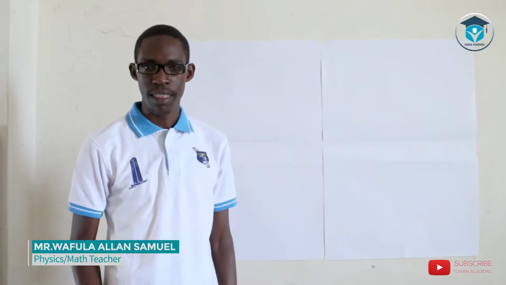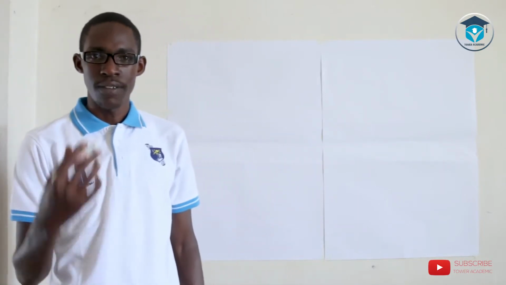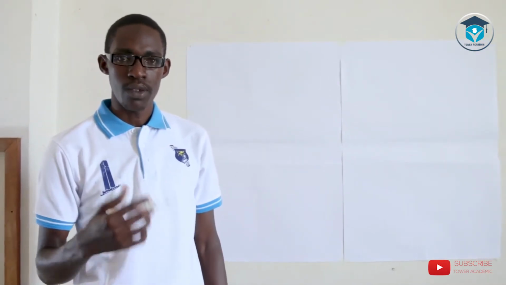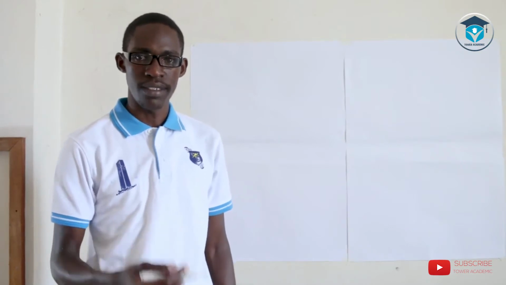Today I will be taking you in mathematics, and basically we shall look at circles today. When we talk about circles, this defines an equation of x squared plus y squared plus 2gx plus 2fy plus c equals 0.